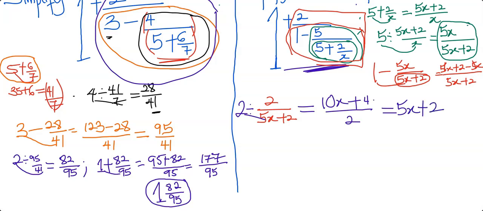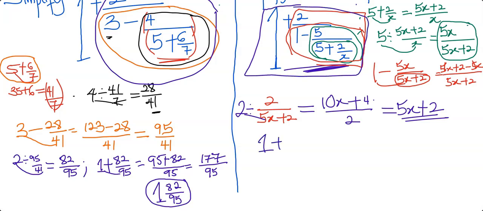So we are having, at the moment, 5x plus 2, but we are not done. Remember the big one whole number. We need to add this to it. So to do that, I'm going to say 1 plus 5x plus 2. 1 add 2 is going to give me 3. So my final answer is going to be 5x plus 3. This is it. As simple as you can simplify that.